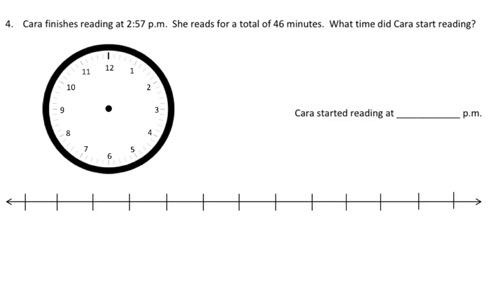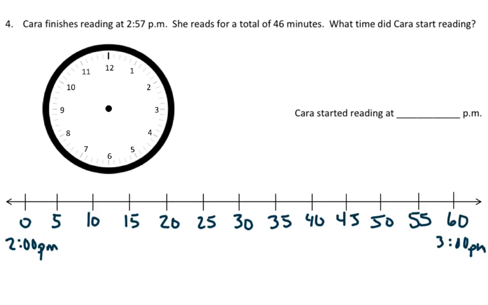Okay, and we know that she finishes at 2:57 and she reads a total of 46 minutes. So that time is between 2 o'clock p.m. and 3 o'clock p.m. So we're going to do that for our number line. Label our intervals. Okay, and then we're going to mark 2:57 on our clock, and I'm going to do that in red. Okay, so we're starting at 2:57, so on my number line I'm going to mark 57 in red as well. Okay, and she reads for a total of 46 minutes.